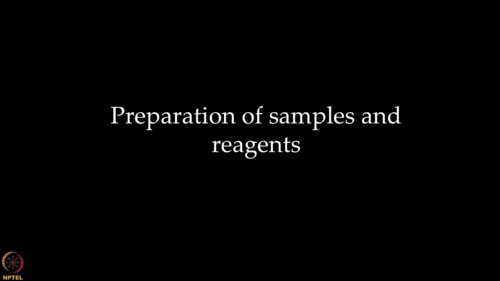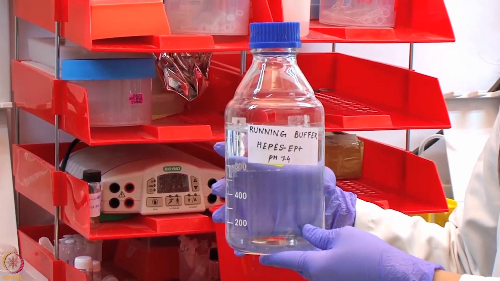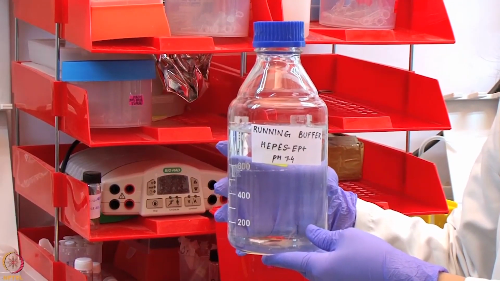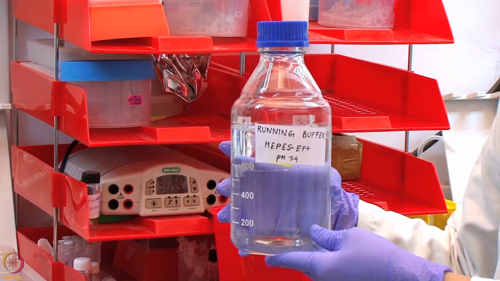We will now work on the reagents required for the binding analysis of anti-beta 2 microglobulin with beta 2 microglobulin protein. We will be using HBS-EP Plus as the running buffer, which will also be used for the initial startup cycles.